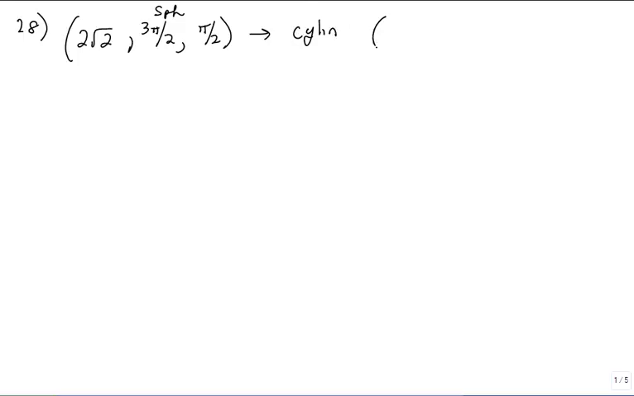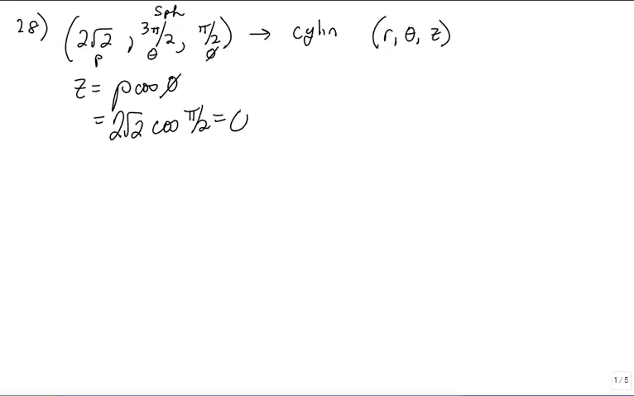Okay. 28. I'm going to go from spherical to rectangular to cylindrical. Alright, I know z is rho cosine phi. Rho is 2 square root of 2. This is rho, theta, phi. Cosine of pi over 2 is 0. So I have z.